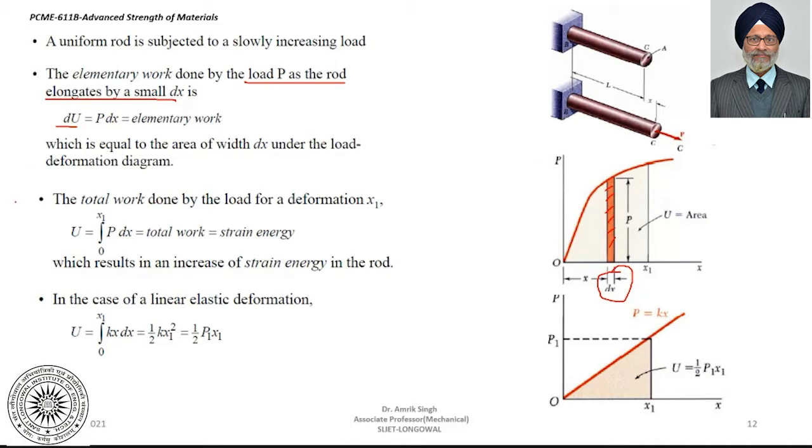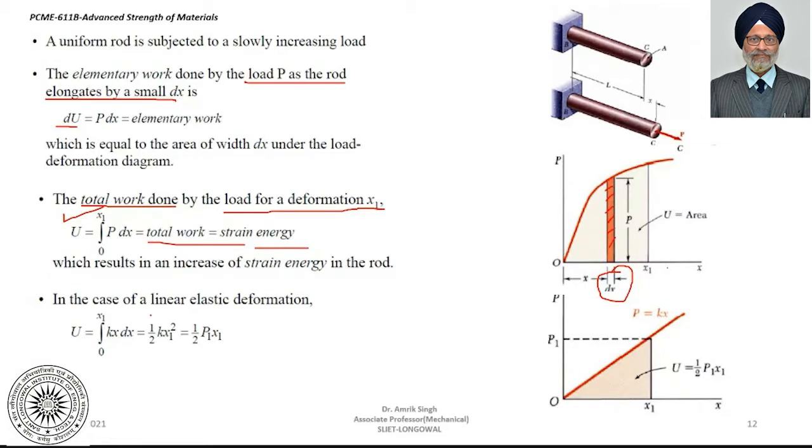So if we integrate this from 0 to x1, it will give us the total work done by the load for a deformation of x. So x is the total deformation, and P is the load, and the total work done is the area under this. So this is the integral from 0 to x1 of P into dx. So this is the total work done. And this total work done is exactly the strain energy, which results in the increase of the strain energy in the rod.